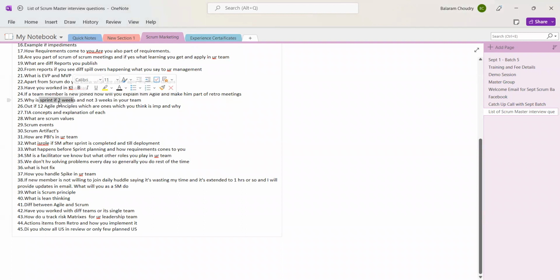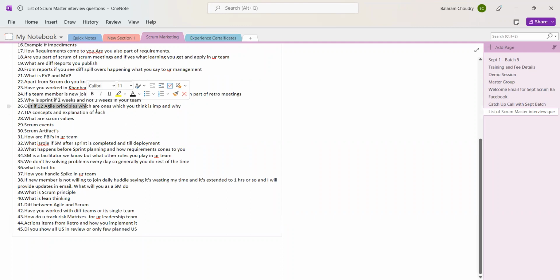Stick to only the 2-week sprint. Tell them the benefits of the 2-week sprint, which gives you the feasibility of accommodating two sprints in a 1-month period. If you go with the 4-week sprint, then only one sprint is accommodated in 1 month.